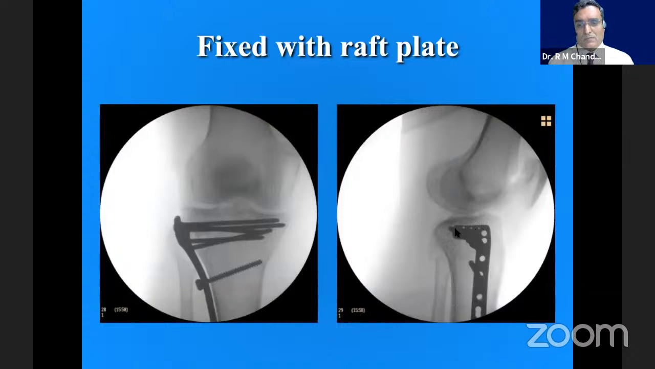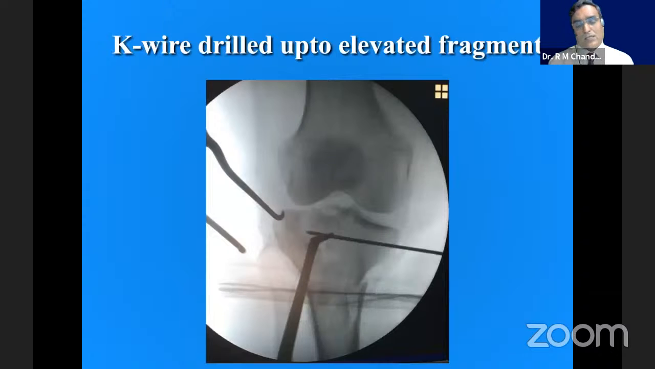Here, our raft screw should support that depressed fragment. At times, you have to place your plate accordingly a bit more posteriorly so that the anterior end goes more anteriorly. Holding the reduction is another important thing.